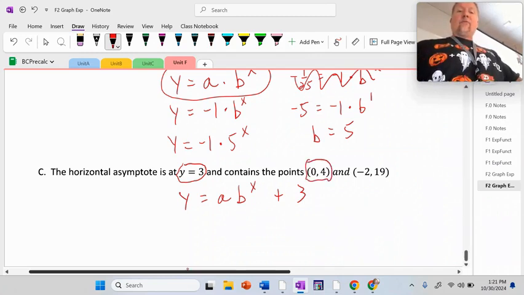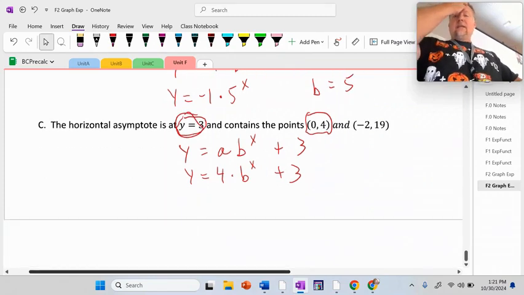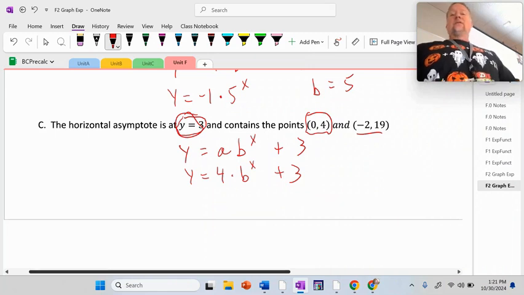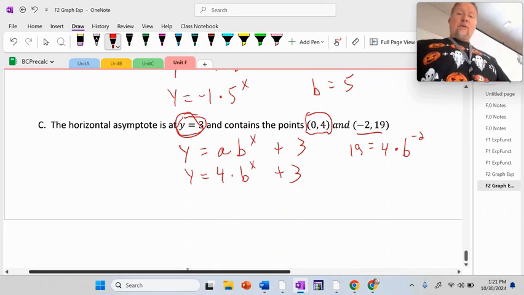And then, okay, they did it again. They gave me that 0, 4 value. Okay, so that means that's a. Y equals 4 times b raised to the x plus 3 because of this information. Oh, this is easy. Input, say it. Then I just take this last point and input it for x and y, and the only thing I have left is b. So 19 is y, -2 is x, b is unknown, 4 is the a value. Plus 3. Well, that's very solvable.